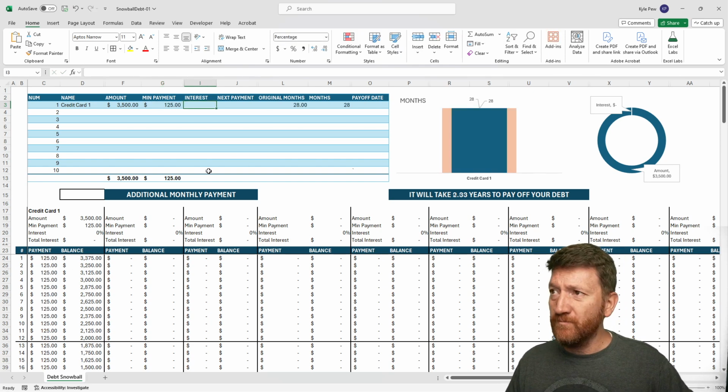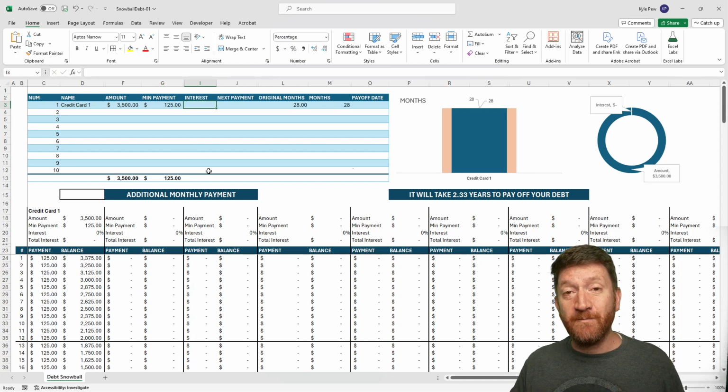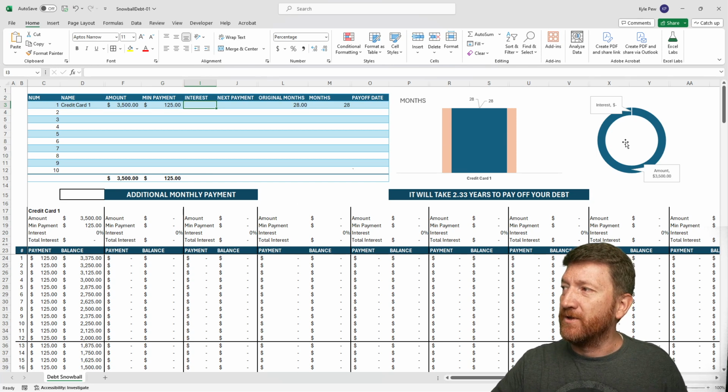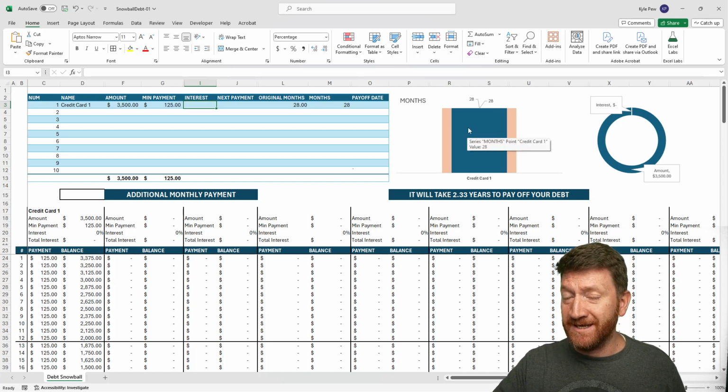Okay. Tab over again. Now, as you're populating this table, like I mentioned earlier, the rest of the worksheet is starting to populate. So I've got a couple of nice little charts here giving me some information. Currently, how many months is it going to take to pay off? What is our current amount in interest? Well, we haven't filled out the interest rate yet, but we'll get there.